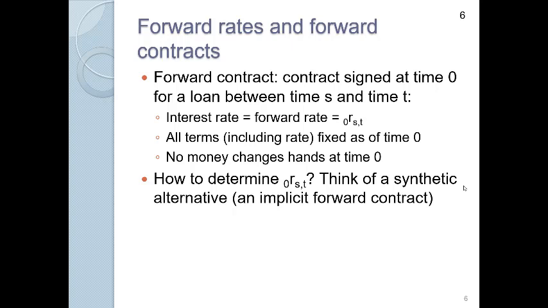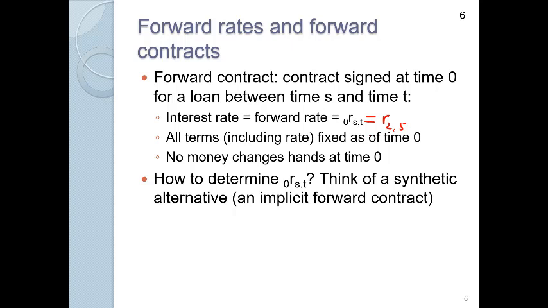So the forward contract is basically a contract that is signed at t equals 0. So it's something that you agree upon today for a loan that's going to happen in the future between time S and time T. So in our example, in the last example, it happened between S equals 2 and T equals 5. And basically, the forward rate is going to be R_S,T. In our previous example, this rate was R2,5. All terms, including the interest rate, are fixed at time 0. So this is important. The forward rate occurs at time 0, and then we fix everything at t equals 0.